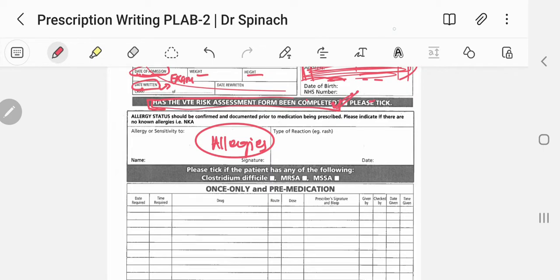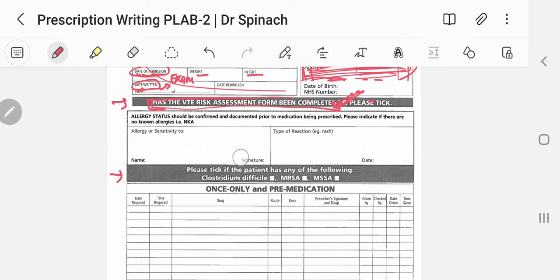So this is usually not given in the exam. So what you can do is you can assume that you have done it and tick it. Okay, and the next thing that comes is allergies. So everything goes in order, so each and everything that is written over here would be important, right?